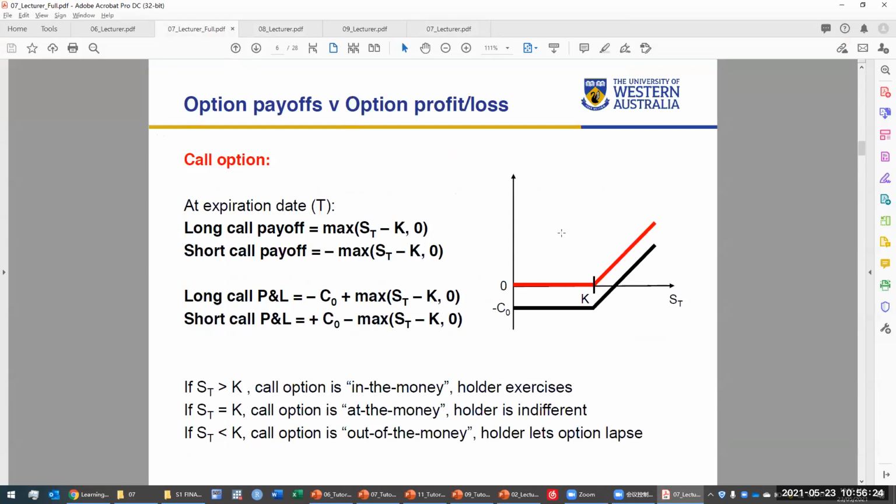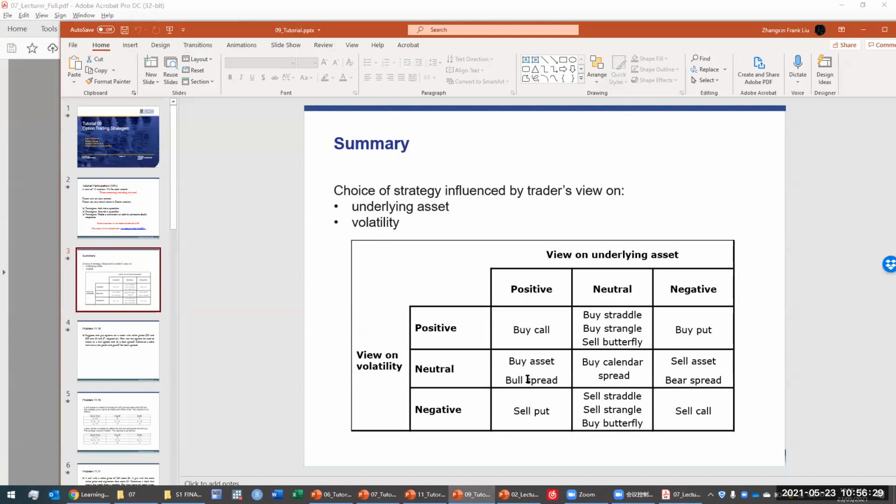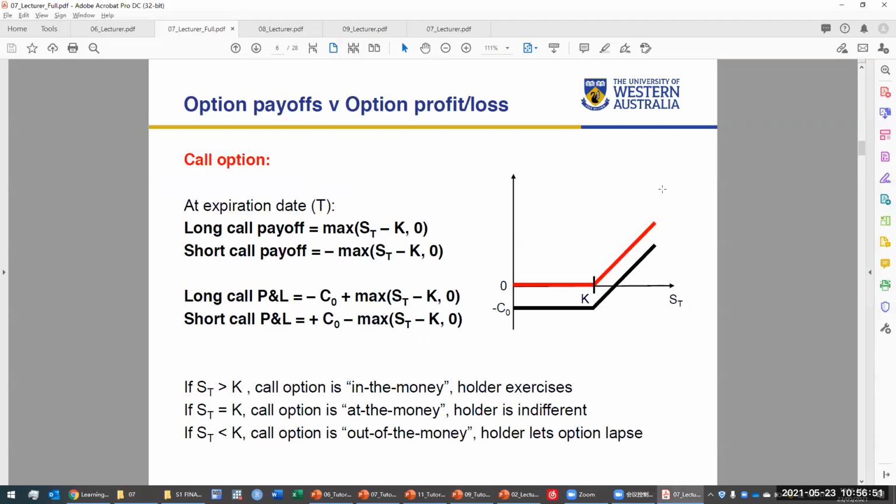If you take a quick look at this, when people think about your view on underlying assets being positive, why is here positive buy asset? Not buy asset and buy call. Why is that buy call and buy asset together? Why are they not in the same box? It's because of this. If you look at this diagram, it gives you downside protection and upside potential, unlimited potential. But then people say, well, that's the same if you buy a stock. If you buy a stock, you also have an unlimited upside. Why is that the case?